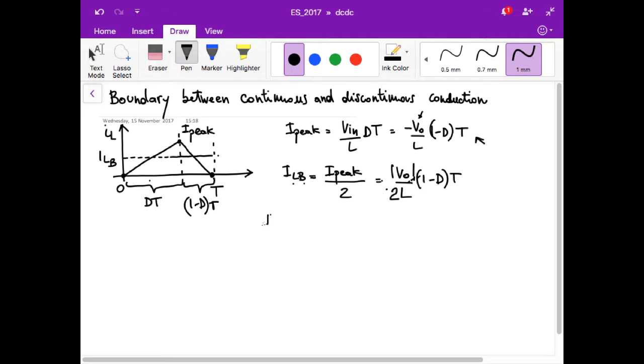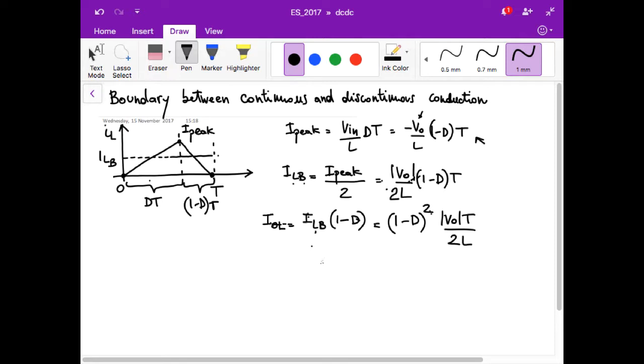Again, the average current at the output is equal to the average current in the inductor times the fraction of time during which the current in the inductor goes to the output, and this fraction of time is 1 minus d, because only during T off the current in the inductor goes to the output. So what we have is something like this. If we substitute this expression, we have something like this.